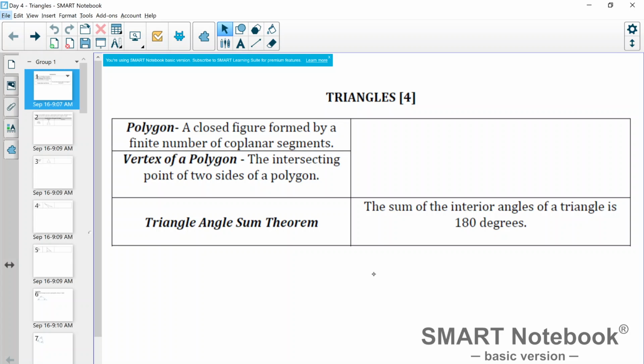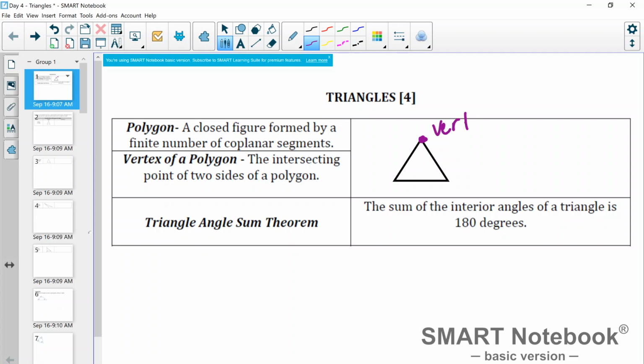The vertex is intersecting points. So if I were to look at a triangle in this case, since our lesson is labeled triangles, so if I were to have a triangle here, each individual point is going to be a vertex. So a triangle will have three different vertexes. Now, it's not really important to know that each point there is a vertex. It is a definition that we have in the classroom here.